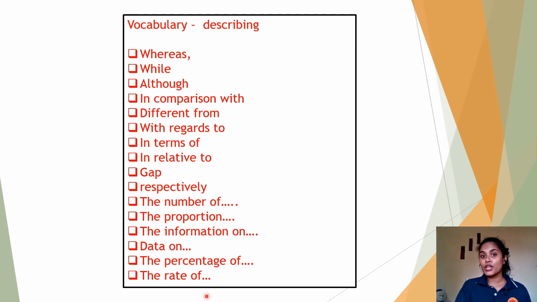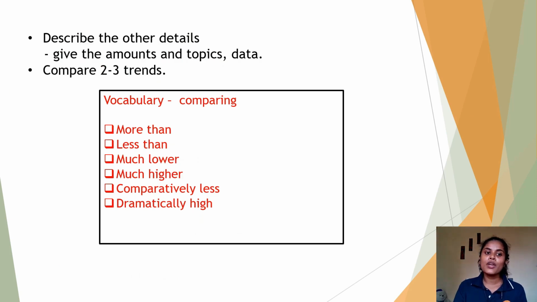So the proportion you can use mostly when you're describing a pie chart as well. The information on, the data on, the percentage of, and the rate of. So these words you can use while describing through the answer. And we are next going to describe the other details.